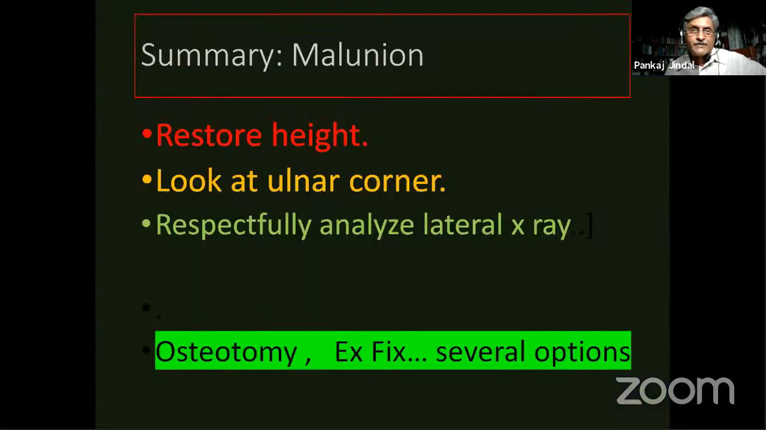If you are seeing a malunion, restore height, look at the ulnar corner, the volar ulnar corner, and carefully fix it. Otherwise, you can have a carpal collapse here. And of course, you have options of osteotomy and look at the ulna as well. If you have a radial collapse, you can do an ulnar osteotomy and shortening of the ulna for an early recovery.